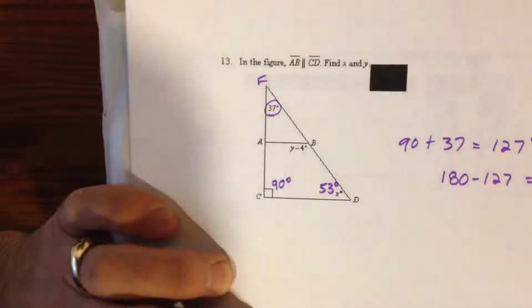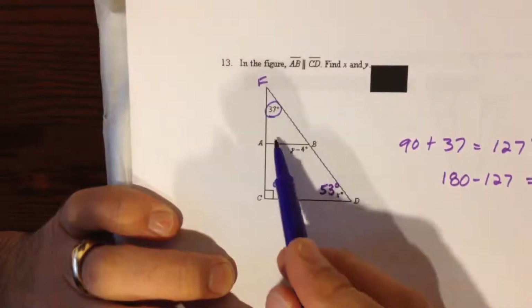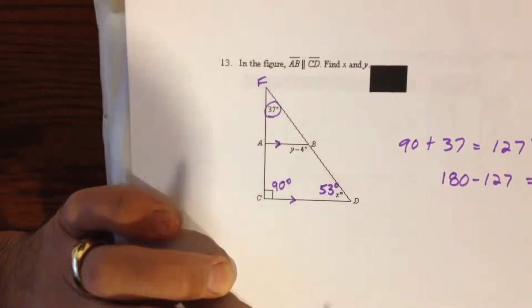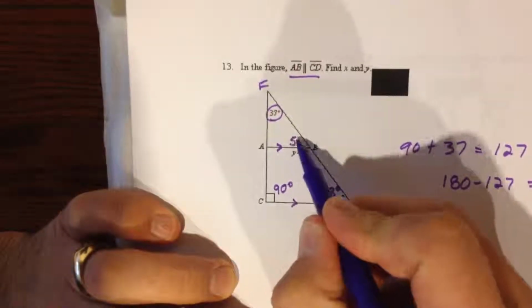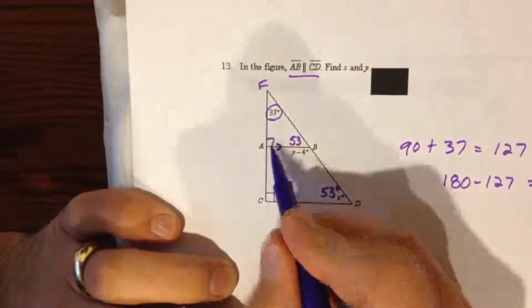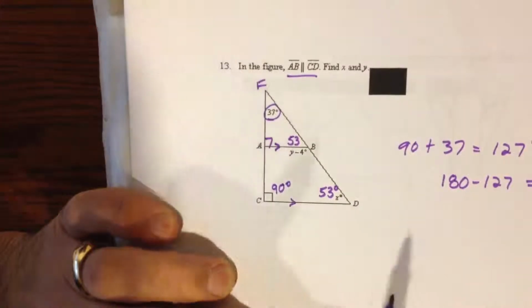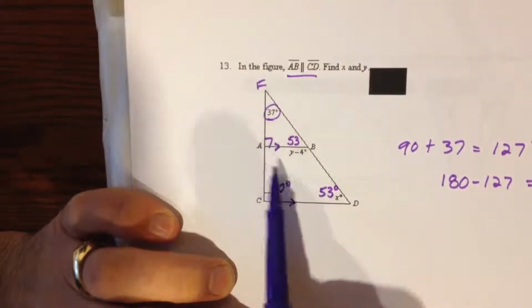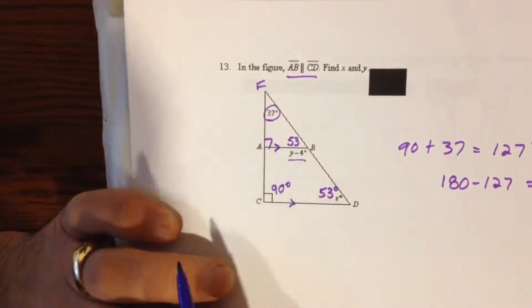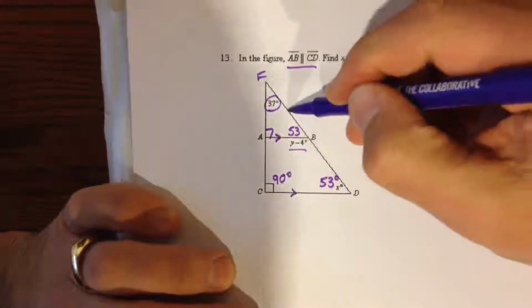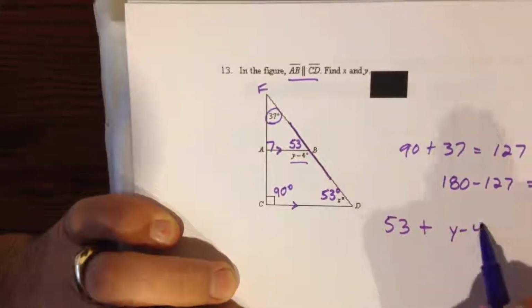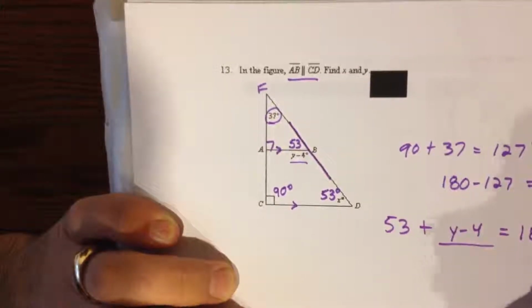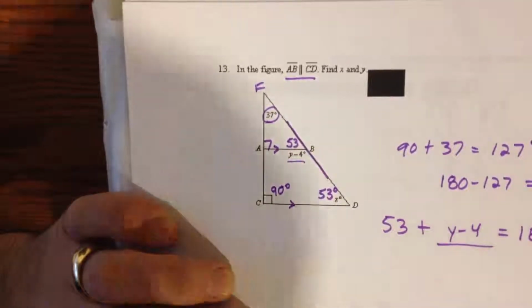Now that's pretty powerful because in the given it told me that AB is parallel to CD right there. Given that that's parallel and then FD is a transversal, I know that that's also 53. I know that that's a 90-degree angle. Alright, so it has to be 53. And what do I know about 53 and y minus 4? I know that they create this straight line. So 53 plus the y minus 4 equals 180. They form a straight line, so they make 180 degrees.